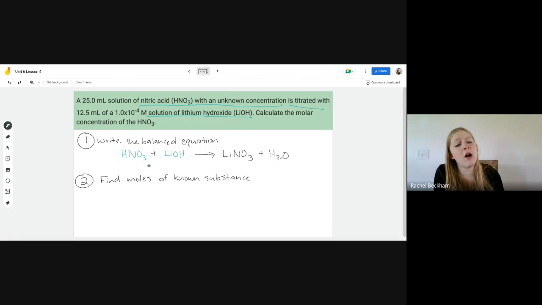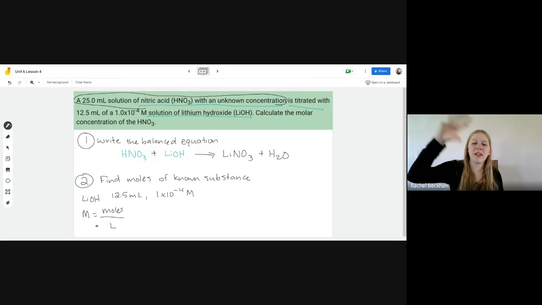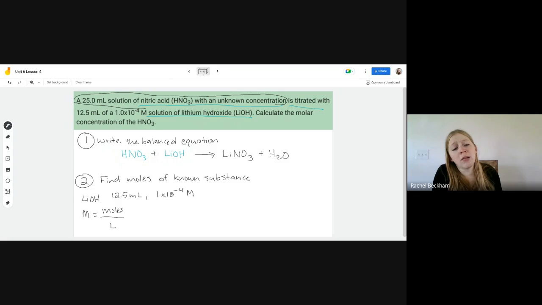It's already balanced. Now we need to find moles of the known substance. So our unknown substance is HNO3. It says that it has an unknown concentration. We need to find the moles of the known substance, which is LiOH. It said that we had 12.5 milliliters of it and that its concentration was this. I'm just copying that down. Well, we can convert that over to moles because molarity, or capital M, is equal to moles divided by liters. The concentration of something is how many moles are in it divided by the volume. Our molarity, or capital M, is 1 times 10 to the negative 4.